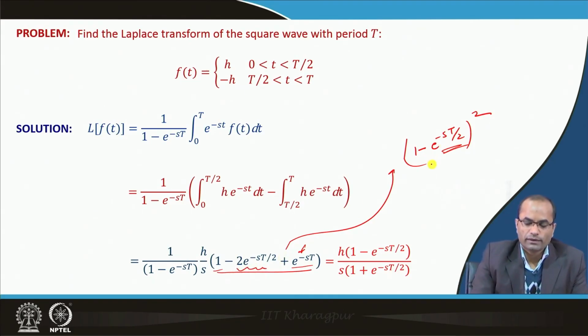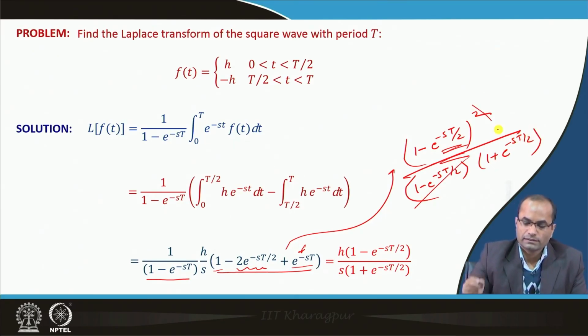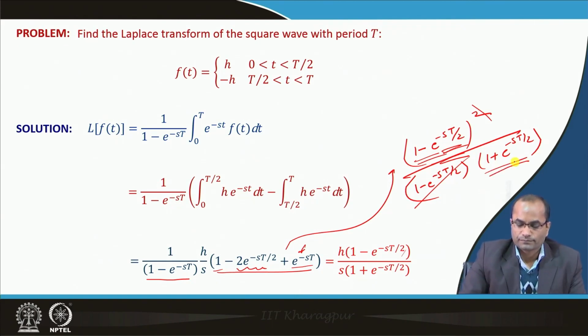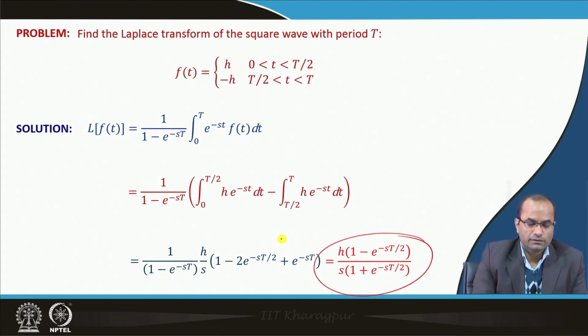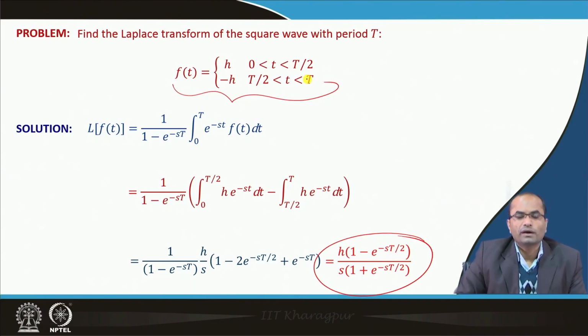So, this is the whole square of this, and then here we have 1 minus. So, in the division we have 1 minus e power minus sT by 2 and 1 plus e power minus sT by 2. So, again this term will get cancelled with this term, and we have e power minus sT by 2, and then we have 1 plus e power minus sT by 2. So, this is the final answer for the Laplace transform of such a square wave function with period capital T.